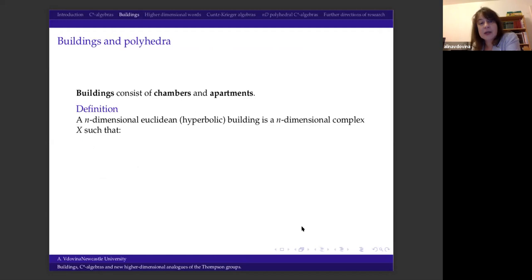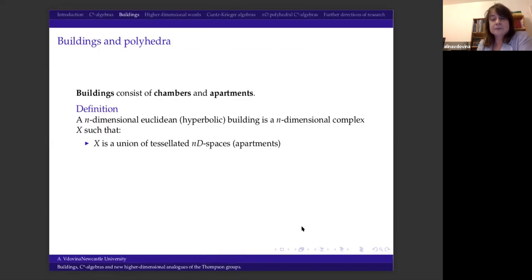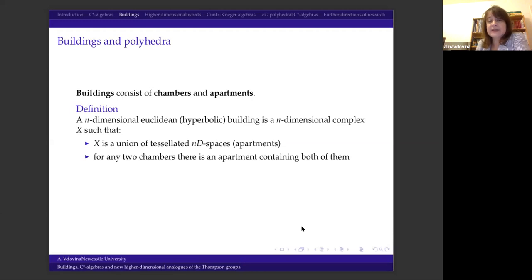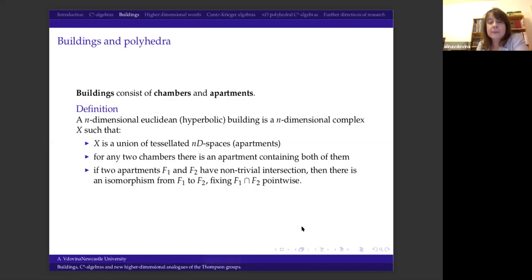Let me remind the definitions. An n-dimensional Euclidean or hyperbolic building is an n-dimensional complex X such that X is a union of n-dimensional spaces called apartments. For any two chambers, there is an apartment containing both of them. And if two apartments F1 and F2 have non-trivial intersection, then there is an isomorphism of those apartments fixing their intersection pointwise.